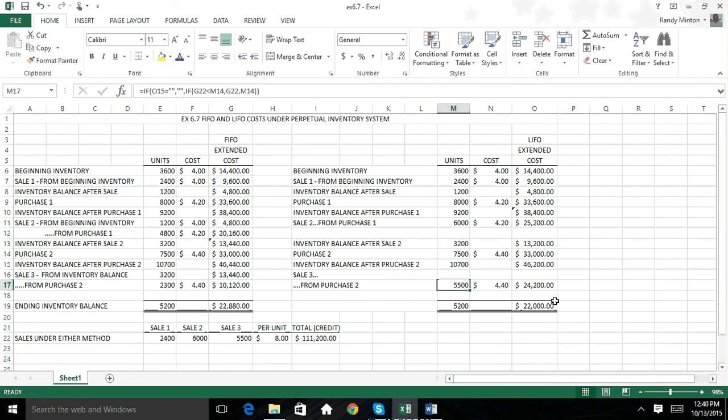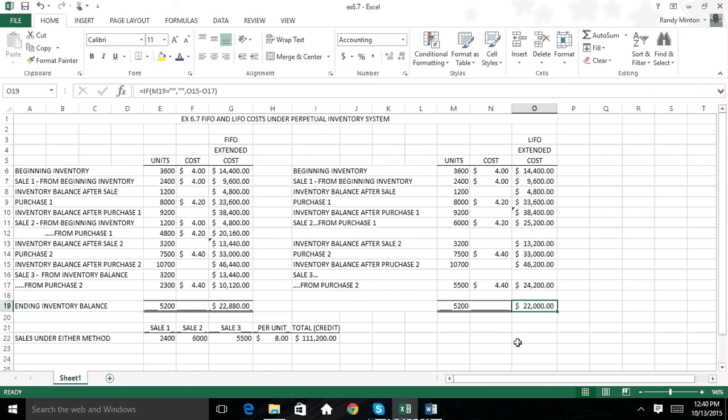And you'll notice here that when we are all said and done, we are looking at $22,000 even on the ending inventory balance. And I have a little cheat sheet in my book that says that B is equal to $22,000. So we know that we are supposed to end with 5,200 units, and we know that we're to end with $22,000. So we are pretty sure that everything that we have done here is correct, and it has to be, or we would not have been able to arrive at these numbers.